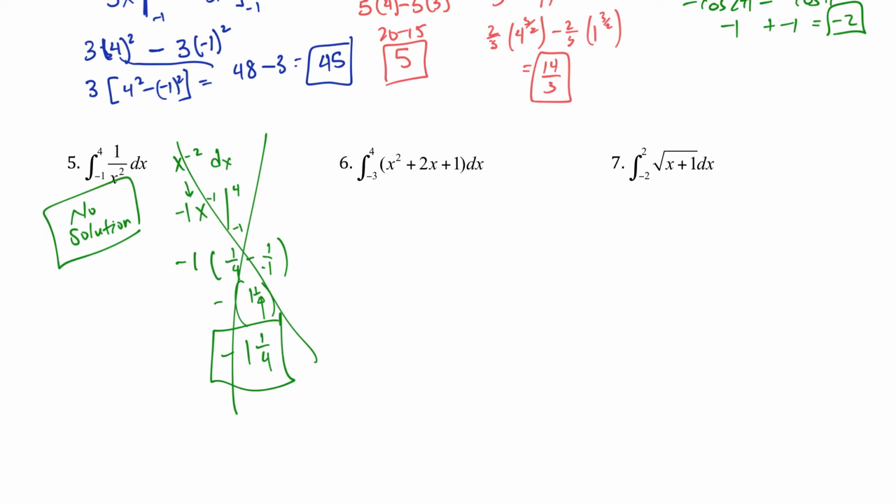What the heck, Mr. N? Why did you do that? Why did you make me do this whole problem and then you tell me it's no solution? Because there's one important thing you got to pay attention to. Look at these bounds right here. Check this out. Here's my closed interval, from negative 1 to 4 is my closed interval.